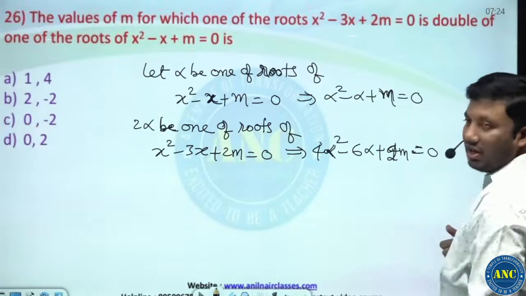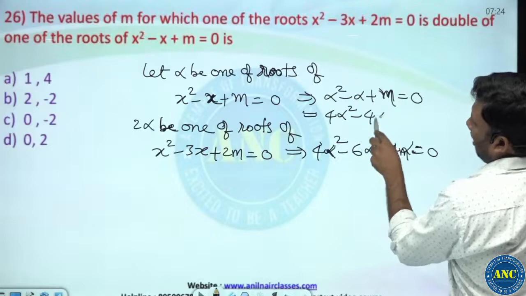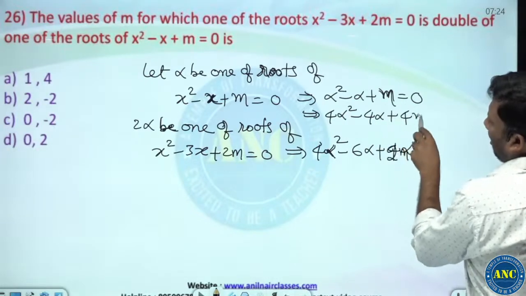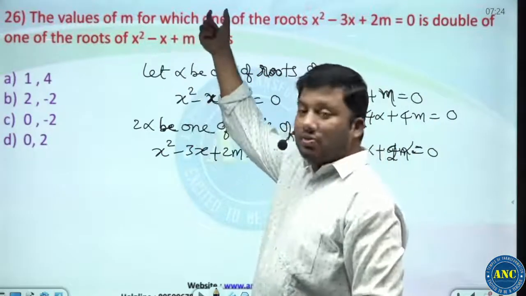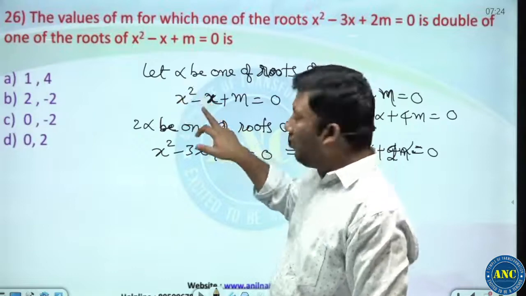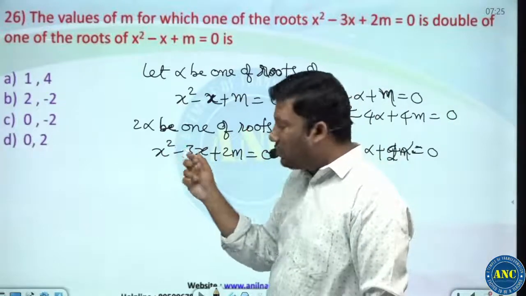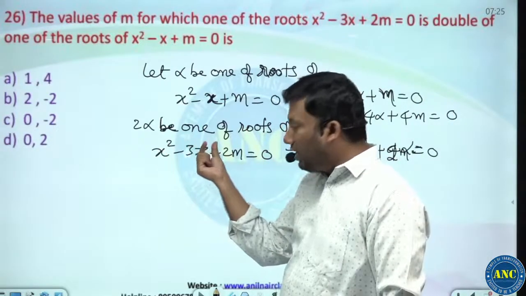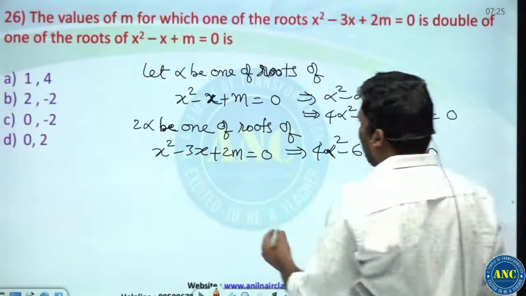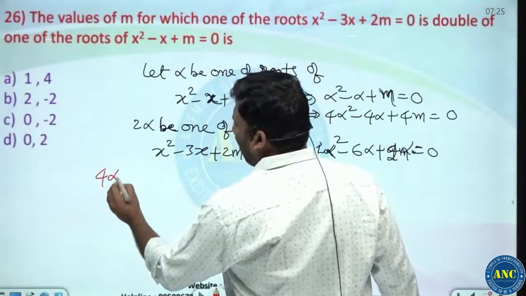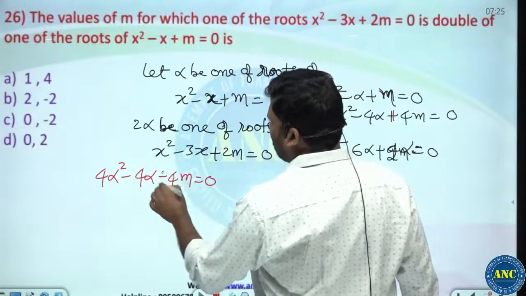I hope it is clear, right? So what we will do is multiply this by 4: 4 alpha square minus 4 alpha plus 4m equivalent to 0. The root for this one, and for the other it is double that root. If alpha is one of the roots, alpha square minus alpha plus m equivalent to 0. If 2 alpha is one of the roots, 2 alpha whole square minus 3 into 2 alpha plus 2m equivalent to 0. Now listen carefully. So what are the two equations we got? 4 alpha square minus 4 alpha plus 4m equivalent to 0.